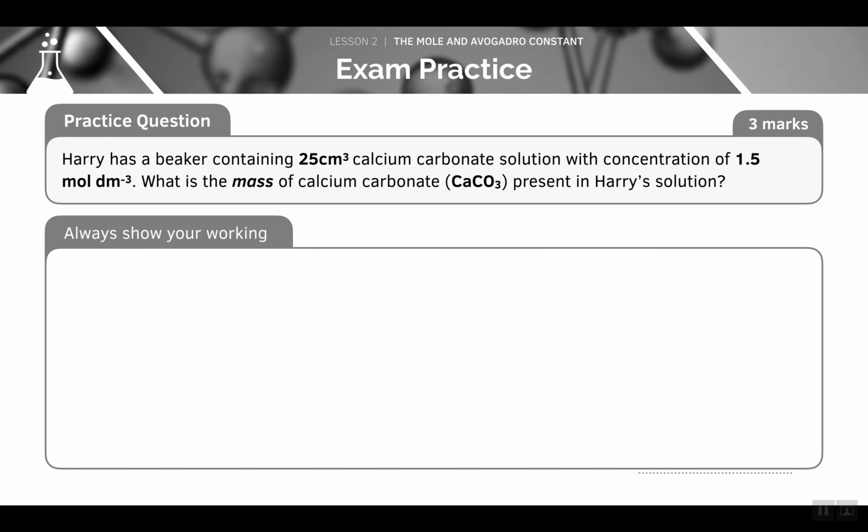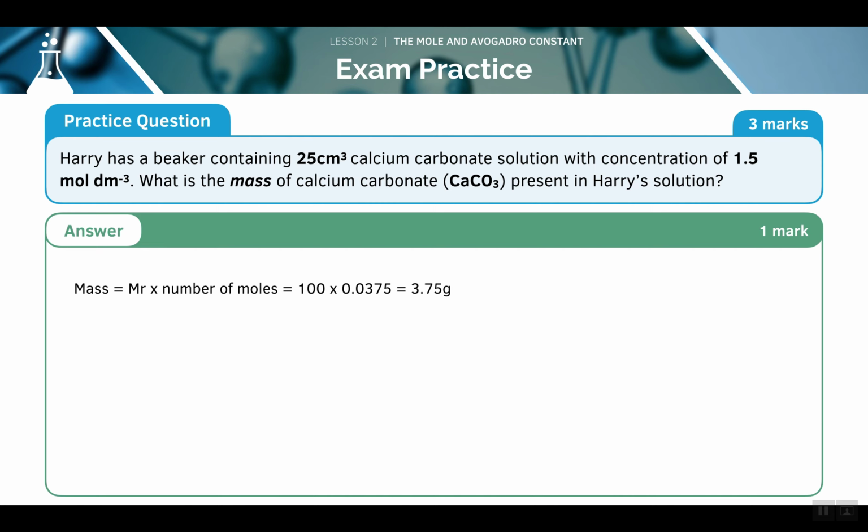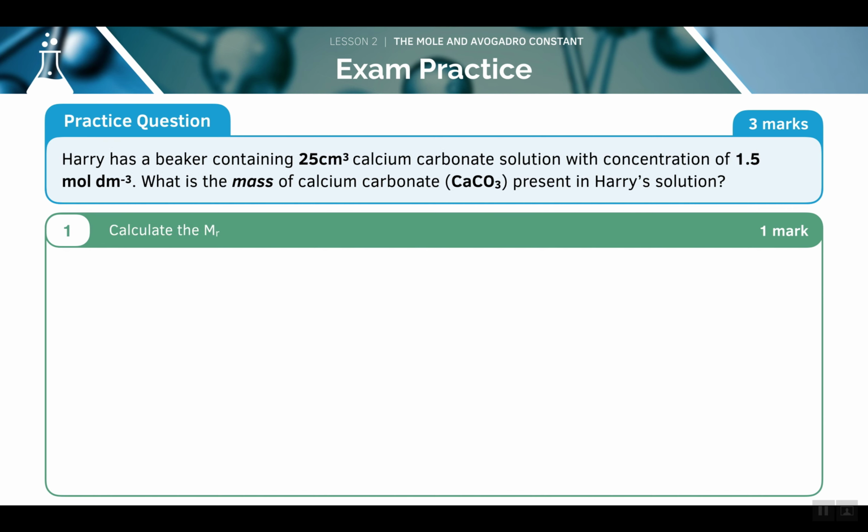Let's have a go at this equation now. Pause the video to have a go at it yourself before we go through it. The answer is 3.75 grams. Let's go through it step by step.